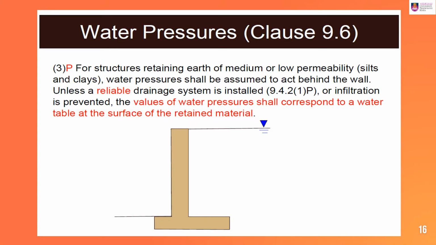The principle for water pressure: for structures retaining earth of medium or low permeability such as silts and clay, water pressure shall be assumed to act behind the wall, unless a reliable drainage system is installed to prevent infiltration. The values of water pressure shall correspond to a water table at the surface of the retained material. So this is the statement where for some kinds of low permeability soil such as silts and clay, we are going to assume that the water pressure will be behind the wall.